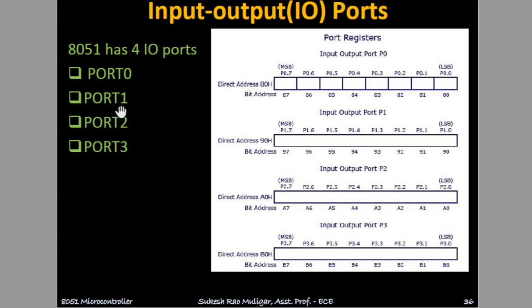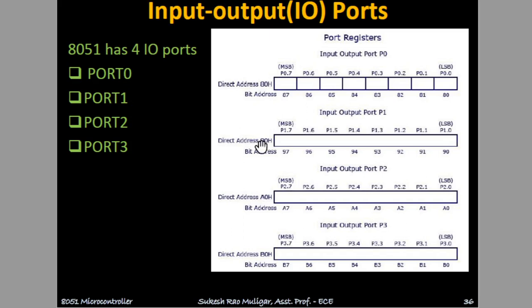Port 1 address is 90H. From 80H, 90H is port 1. Now you may ask, what happens to the in-between numbers 81, 82? There are byte addresses for these. You have to see the SFR actually. There are registers which need not be accessed using bits, maybe the DP registers, or the stack pointer, or more control registers, timer. All of these will come in this area between.